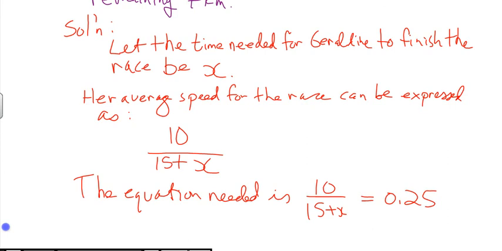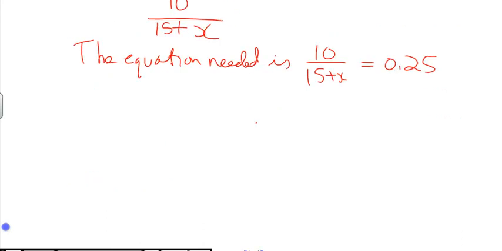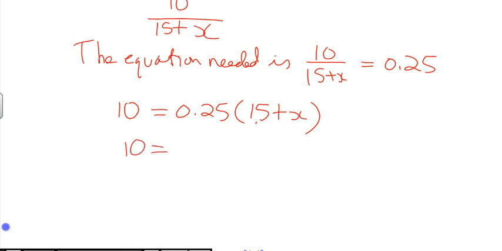Okay, so let's solve it. What's x? How do we solve this? Time's running out, so we do this. We're going to multiply both sides by the denominator, which is 15 plus x. What's 0.25 times 15? 3.75. Plus 0.25x.